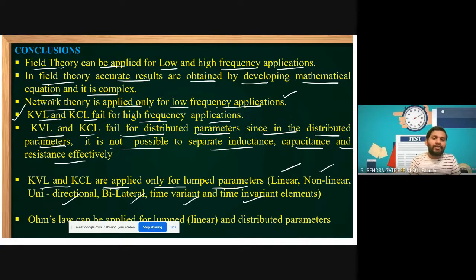Next, yes friends, Ohm's law can be applied for lumped and distributed. This is the advantage. Ohm's law can be applied for either lumped parameter or distributed parameter. But KVL and KCL are applied only for which one, friends? Lumped parameter. Yes, friends, please concentrate. These are the conclusion points by combination of KCL and KVL and Ohm's law. Even for field theory, KCL, KVL, Ohm's law, all these conclusion points are given.